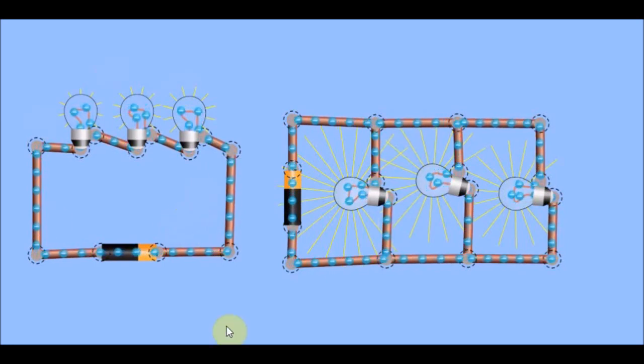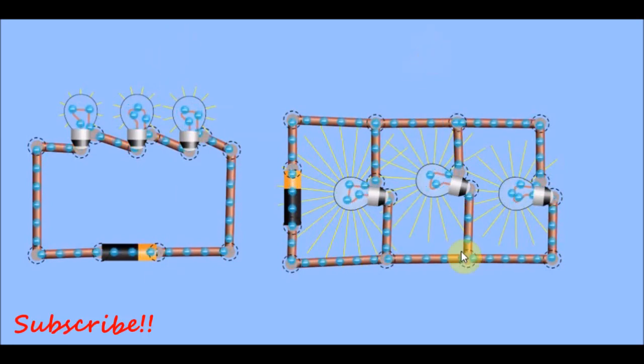Today's video I'm going to be telling you the practical difference between a series circuit and a parallel circuit. That's resistors in series and also resistors in parallel.